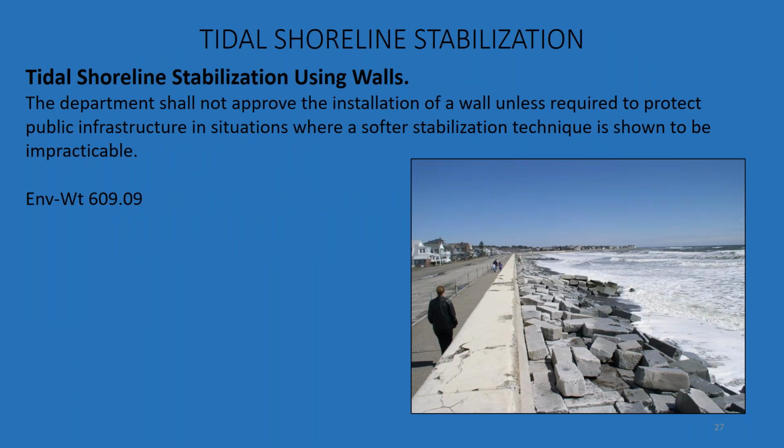Due to the loss of the natural features such as habitat and the ability of a shoreline to move and adapt naturally to coastal hazard events that results from constructing a wall on tidal wetlands or waters, and due to the reflection and redirection of wave energy that can adversely affect surrounding properties and ecologies, walls can only be installed for public infrastructure projects.